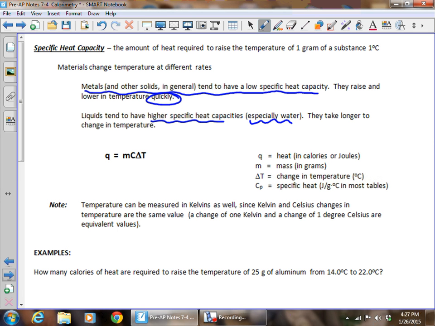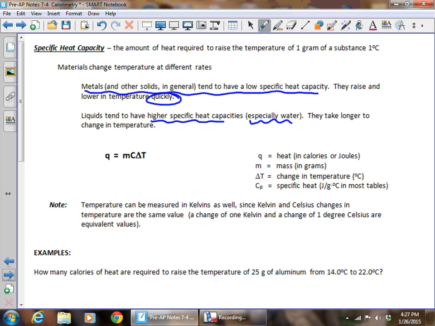They're very sluggish, and people in coastal areas know that this is true because the ocean water cools down and heats up much more slowly than the land. That's what keeps those coastal areas much more moderate, changing in overall temperature much more slowly than other areas.